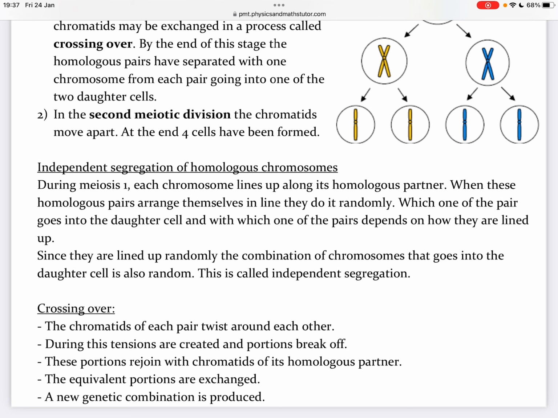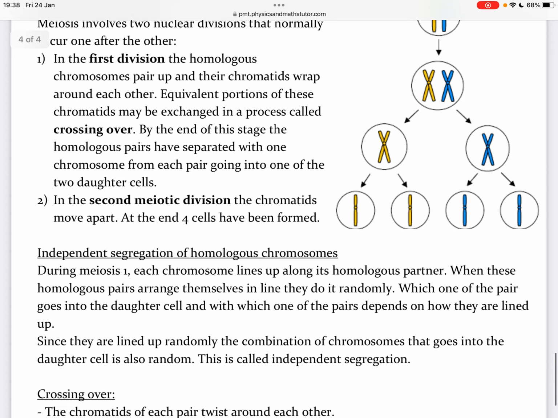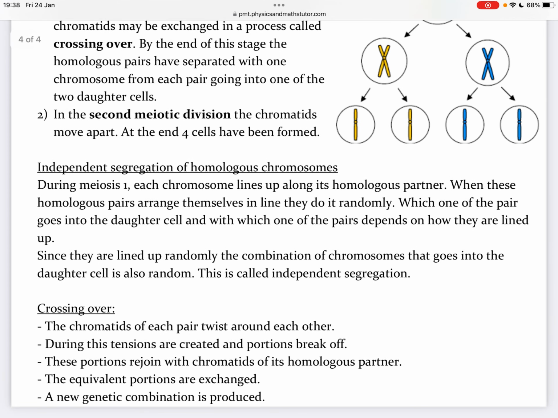Again, what happens at crossing over? The chromatids of each pair twist around each other. We understand that, right? But while the chromatids are twisting around each other, tensions are created and the portions break off. The portions that broke then rejoin with chromatids of their homologous partner. The equivalent portions are then exchanged, and a new genetic combination is formed.